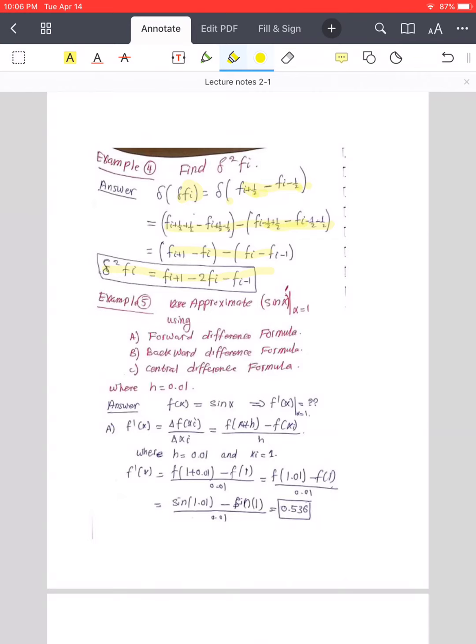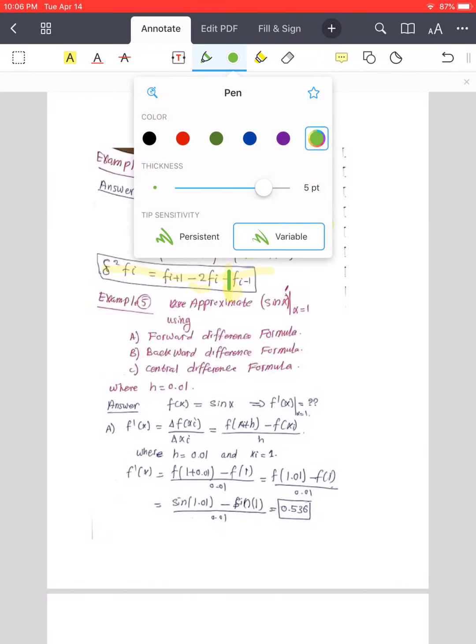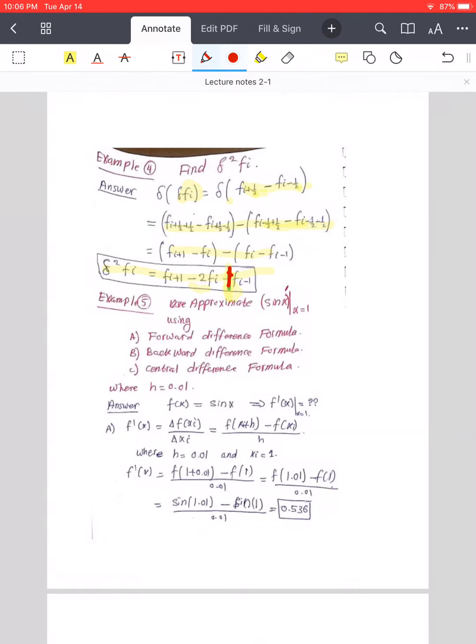But this is wrong here. This is not negative. This is plus. So the answer is f(i plus 1) minus 2 f(i) plus f(i minus 1). So this one should be plus here. Okay, I put it in red color. It's better. So this should be plus. All right, so that's it here. So now we have delta squared. If you want to do the other one, just exercise it. It's not difficult to do. So now here, this is again just writing what we are doing.